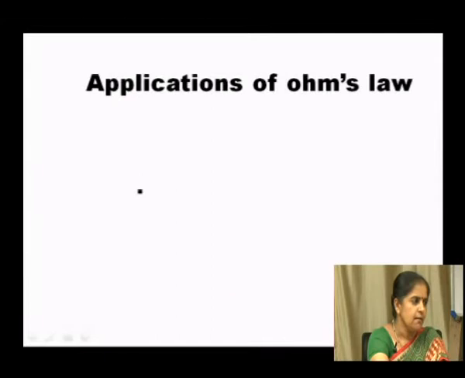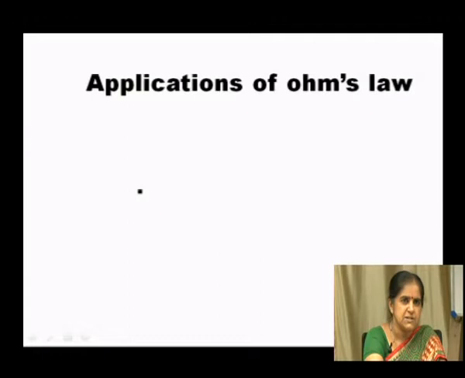So, now let us look into the applications of Ohm's law. What I told is that Ohm's law is used to find any one parameter if the other two parameters are known. That means if the current and the voltage in the circuit are known, then by knowing these two parameters, it is possible to calculate the third parameter. But for what kind of circuits, or under what circumstances, can we apply this law? That is the application of Ohm's law.